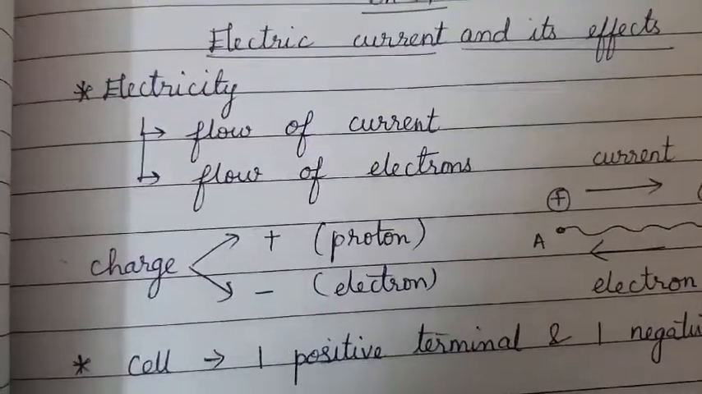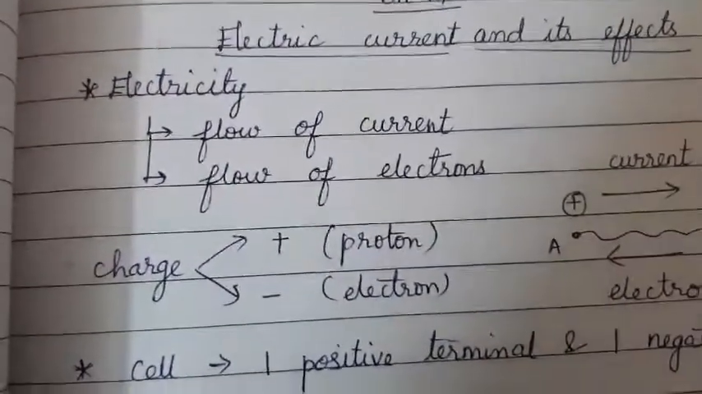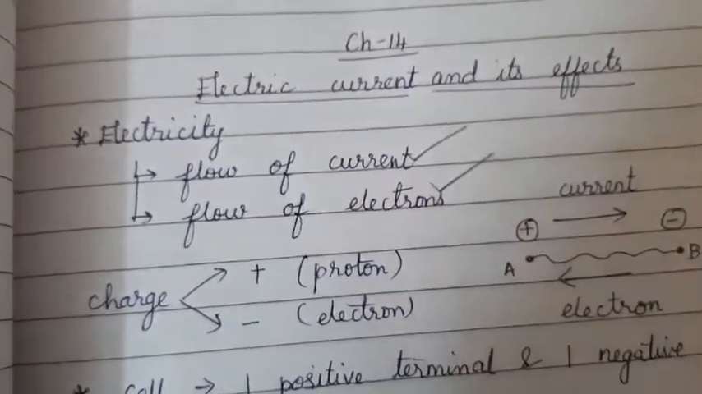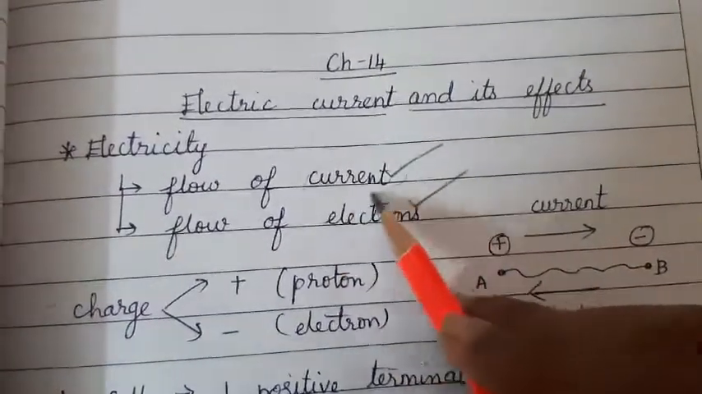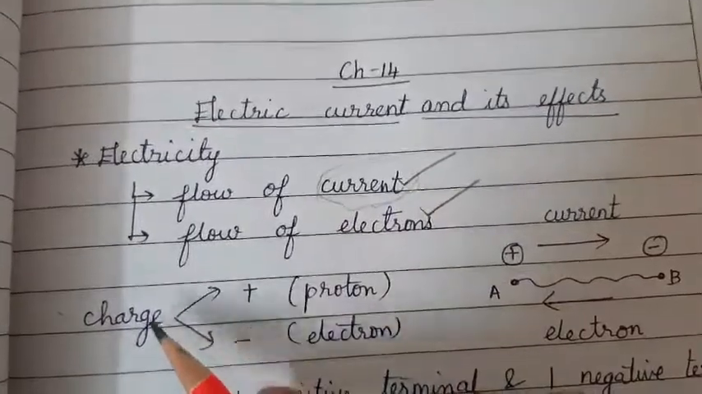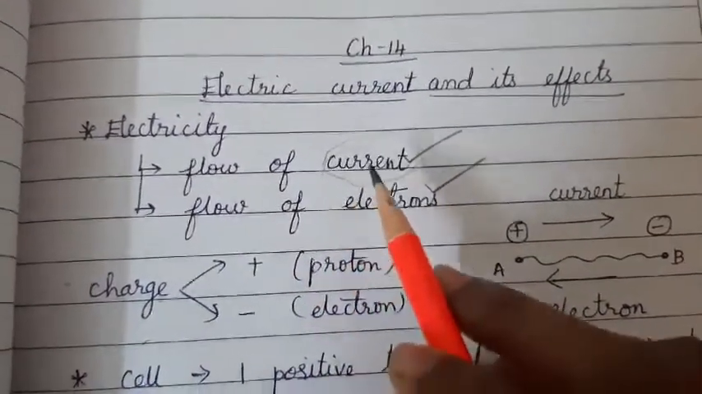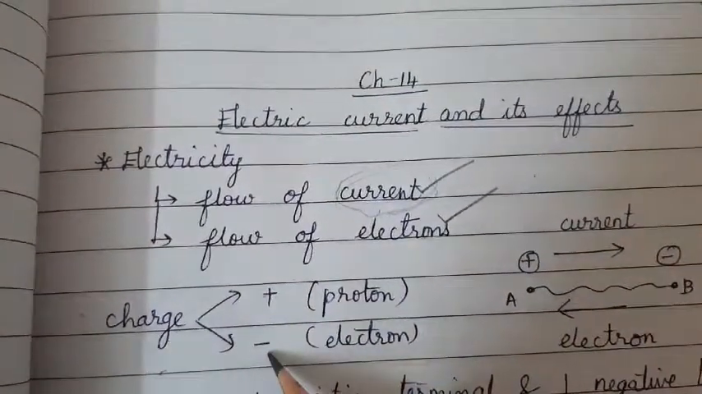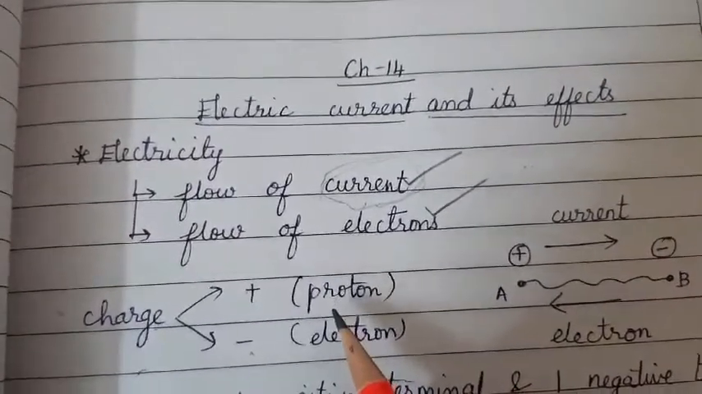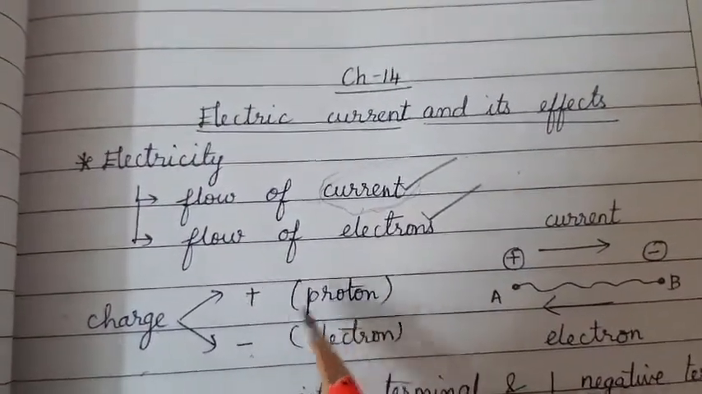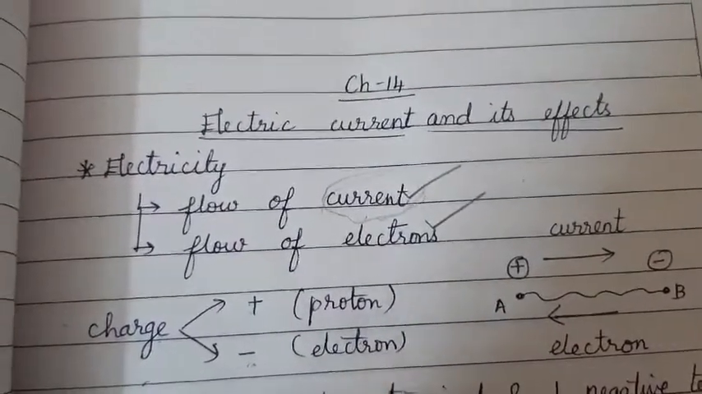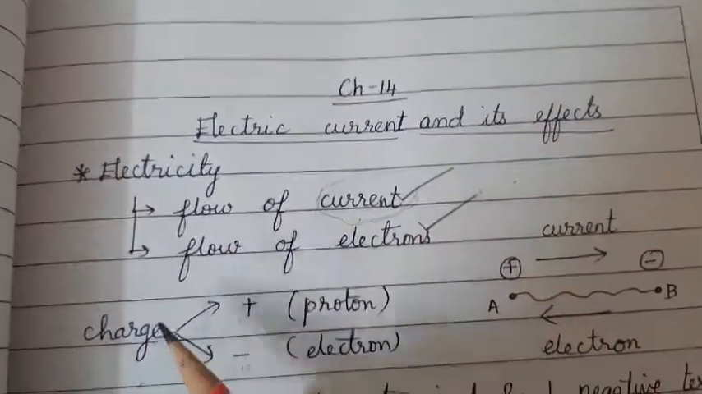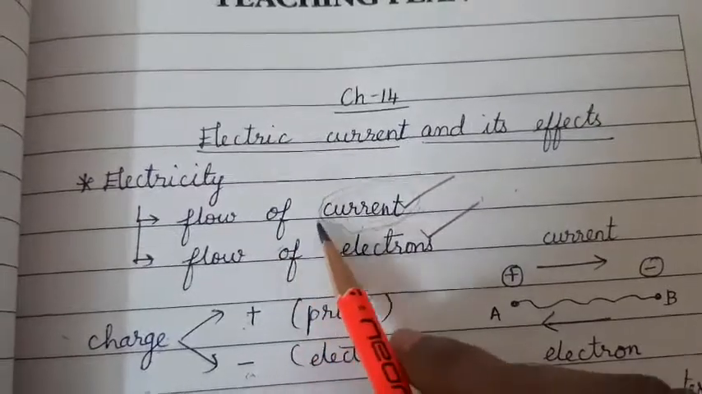So I can describe electricity in two different ways. I can tell it as flow of current or flow of electrons, because this current is nothing but the flow of charges. You know that there are two charges, positive charges and negative charges. Positive charges are called protons and negative charges are called electrons. When the charges flow from one end to another, they cause the current flow.